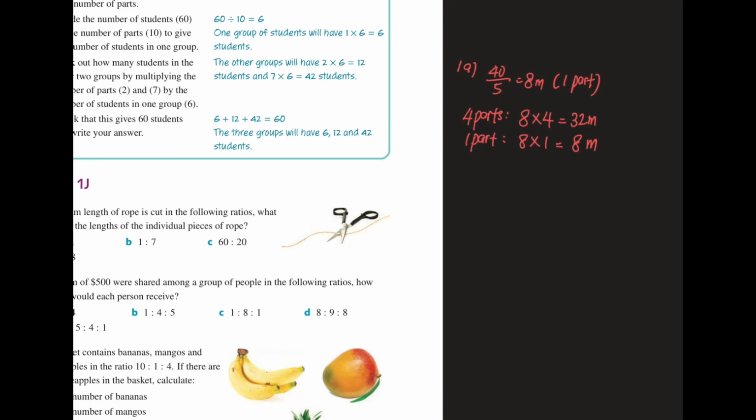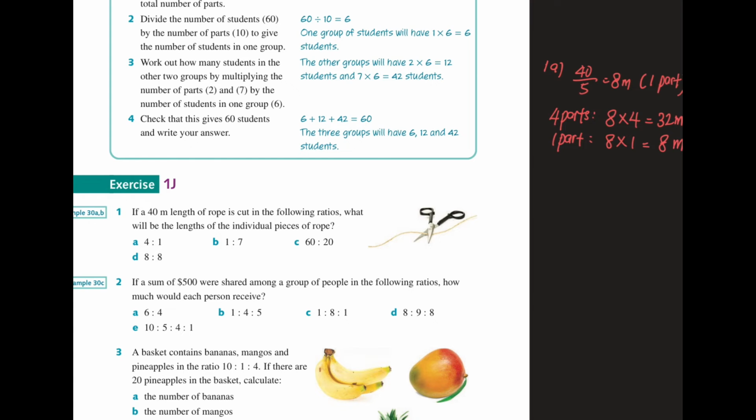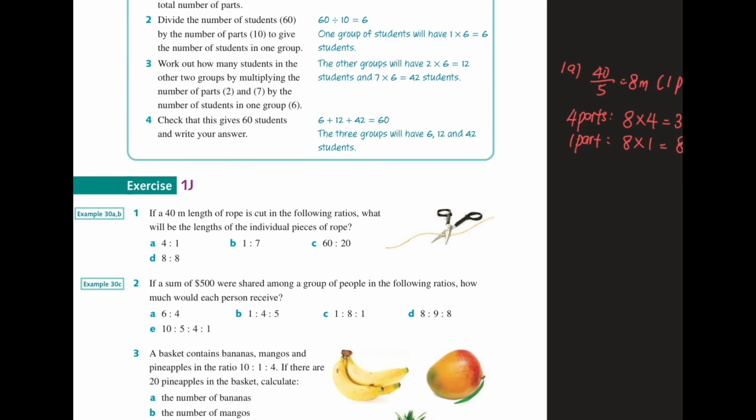1 part is 8 times 1 equal to 8 meter. So that is how we divide the 40 meter into the ratio of 4 to 1. So at the end we get 32 to 8. Okay, so this is how we make it. And let's see for B.